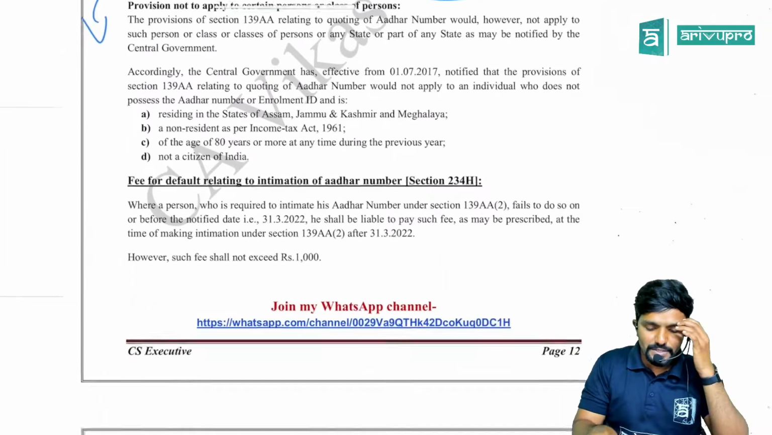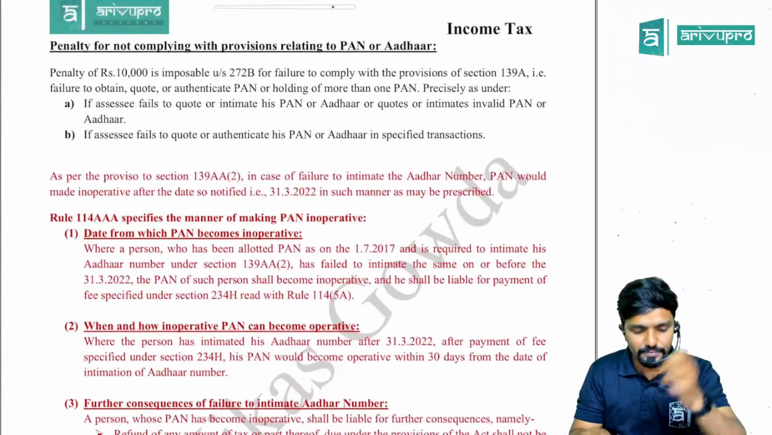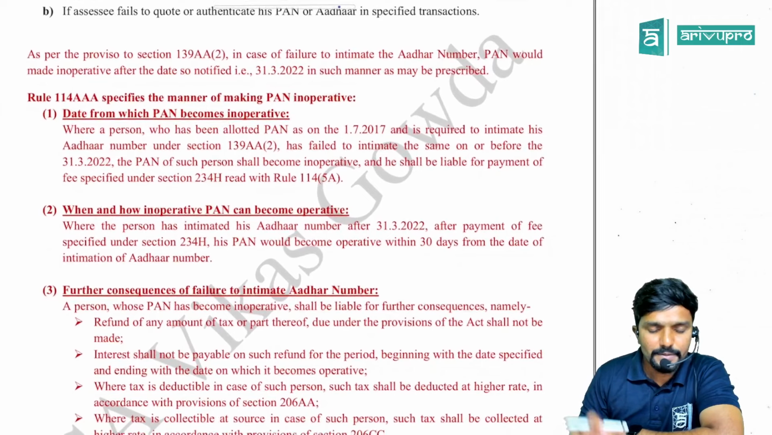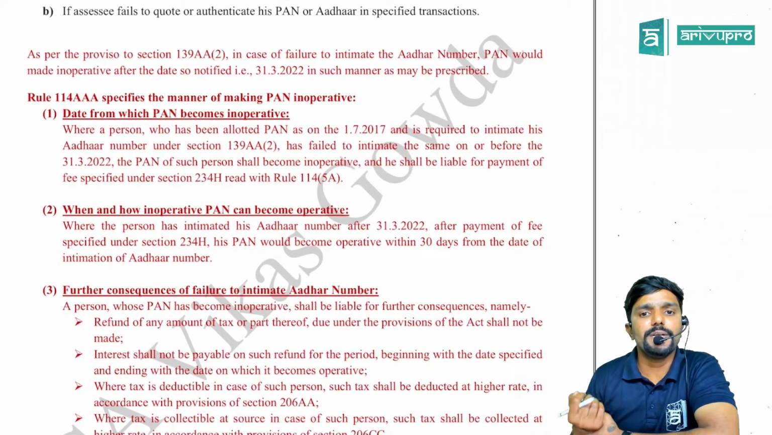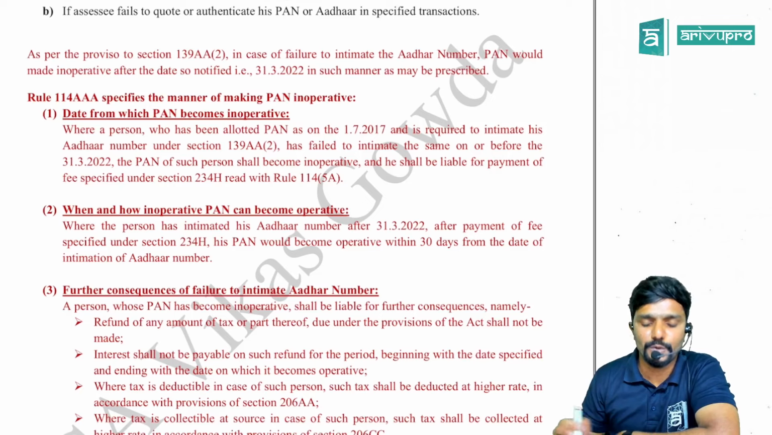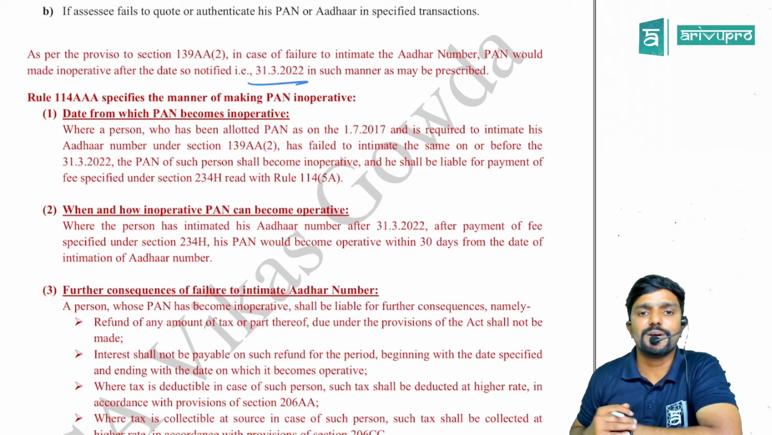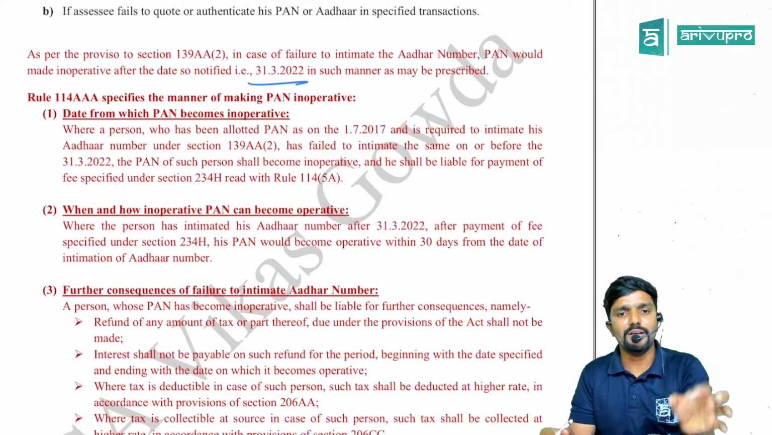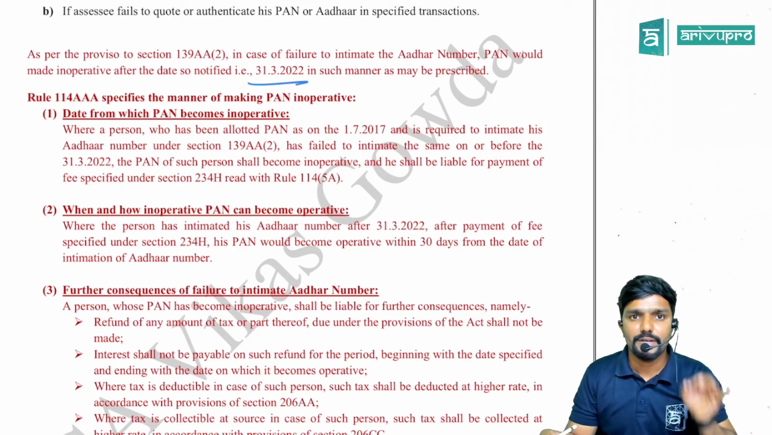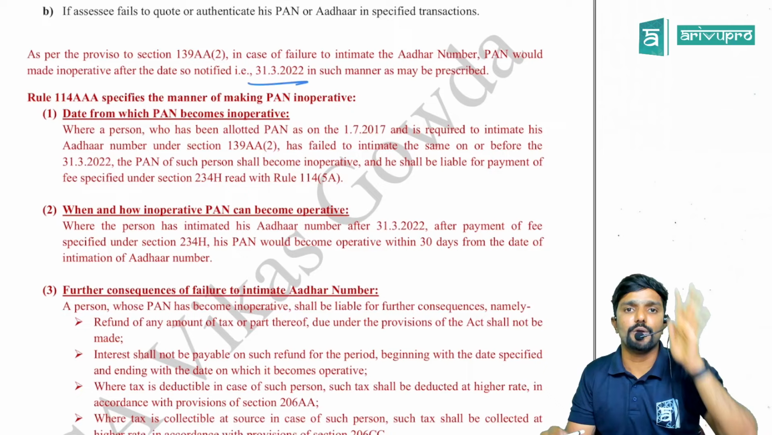So the changes with respect to this, let us see. As per the proviso to section 139AA subsection 2, in case of failure to intimate the Aadhaar number, PAN would be made inoperative after the date so notified. What is that date? 31st March 2022. In such manner as may be prescribed. That's what we already covered. Now they have prescribed that manner. In what manner will PAN become inoperative?